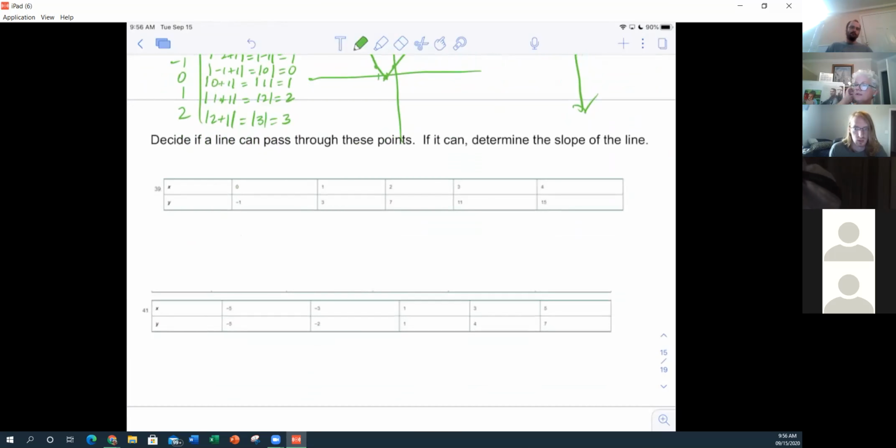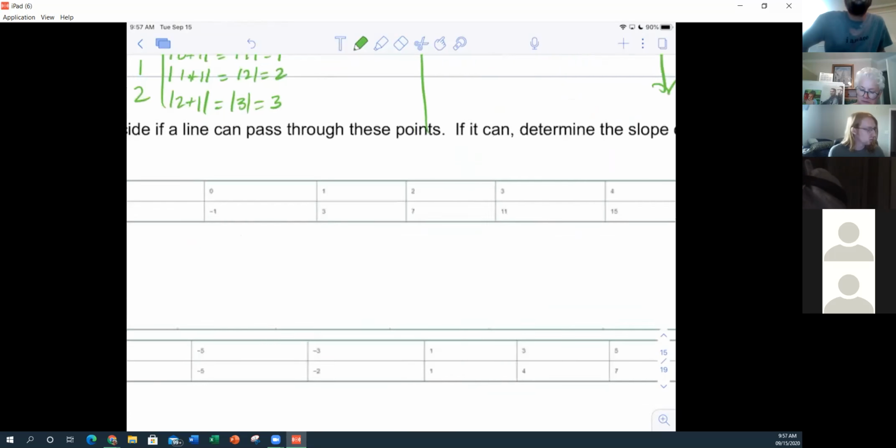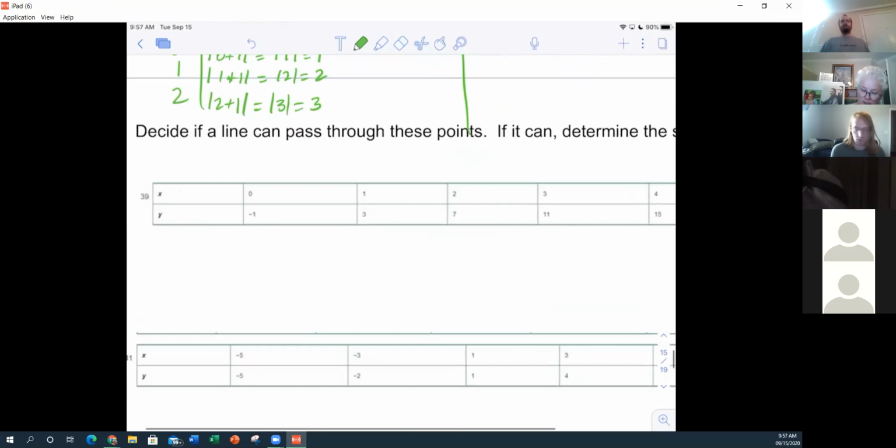Okay, so this one says decide if a line can pass through these points. So what do we know about lines? They have a constant what? Rate of change, right. And rate of change is just another word for slope for a line.